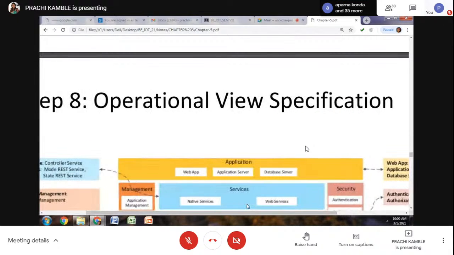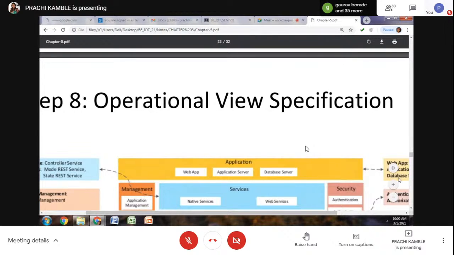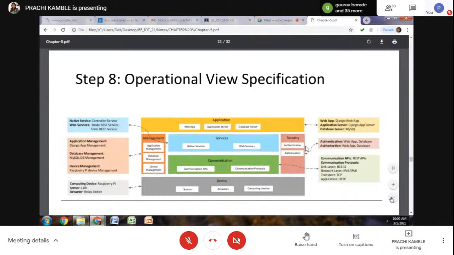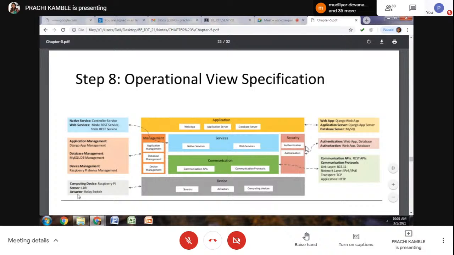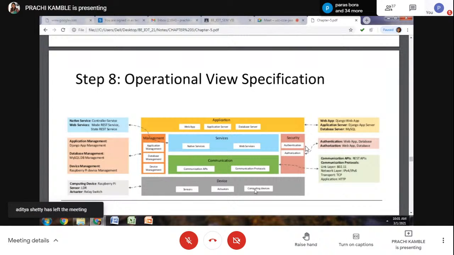Then we have the operational view specification. Operational view specification basically deals with the roles, that is for actuator there is a relay and switch, sensors are LDR, and computing devices are Raspberry Pi at the device level. So in the device level we have two types of devices, sensors and the actuator, and any computing devices such as a controller or a processor.